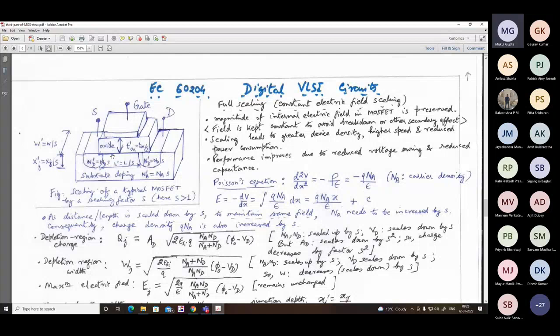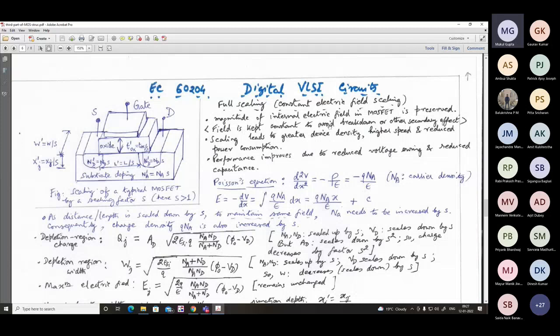When we talk about full scaling or constant electric field scaling, we need to have the electric field be the same, although the dimensions are changed. And note that electric field equals minus dV/dx. So if you have to keep the field constant, x is going down by a factor, say s. S is the scaling factor. The magnitude of the internal electric field in the MOSFET is preserved. Field is kept constant to avoid breakdown mechanism. That is very important. Field-induced breakdown is a very critical factor to consider. Field is kept constant to avoid breakdown and other secondary effects.